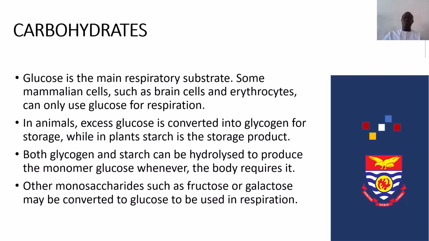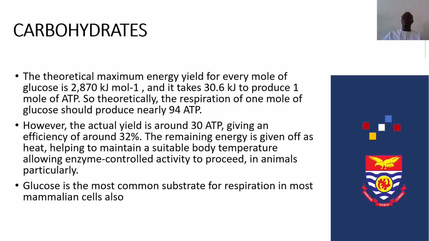Other monosaccharides such as fructose or galactose may be converted to glucose to be used in respiration. The theoretical maximum energy yield for every mole of glucose is 2,870 kJ per mole, and it takes 30.6 kJ to produce 1 mole of ATP. So theoretically, the respiration of 1 mole of glucose should produce nearly 94 ATP. However, the actual yield is around 30 ATP, giving an efficiency of around 32%.